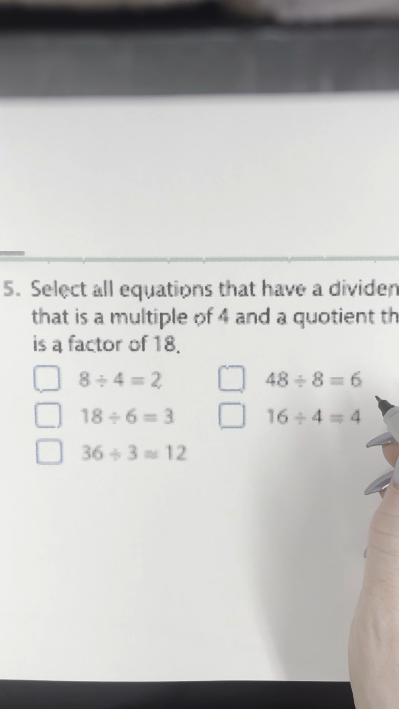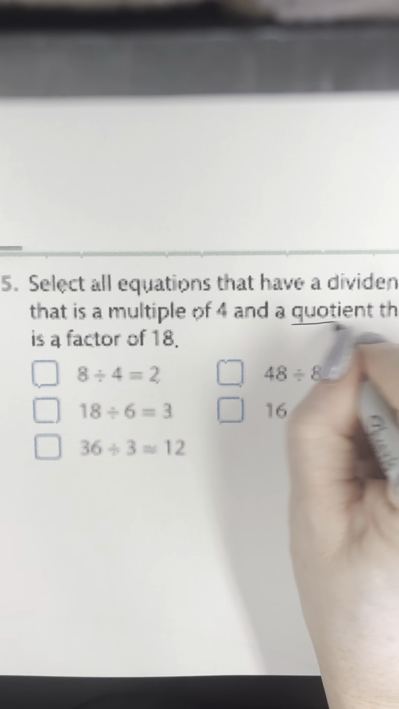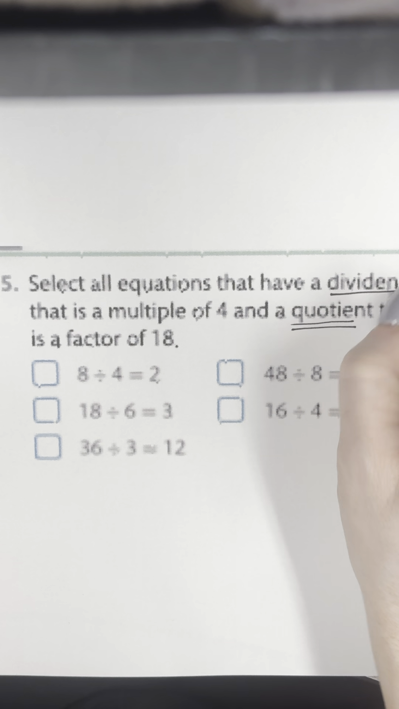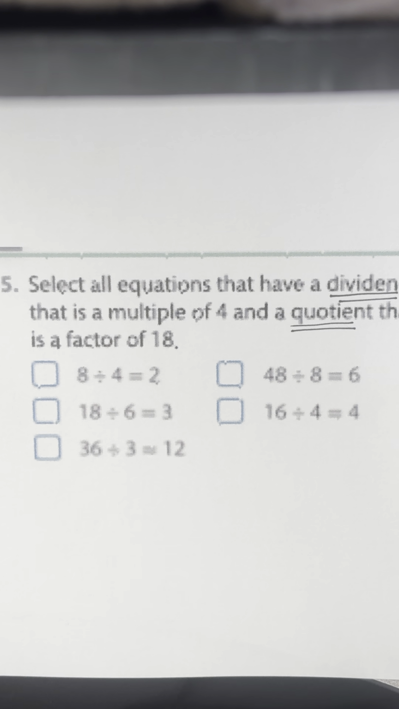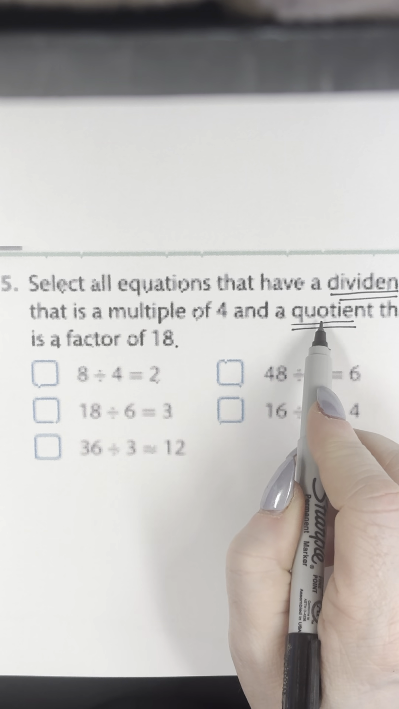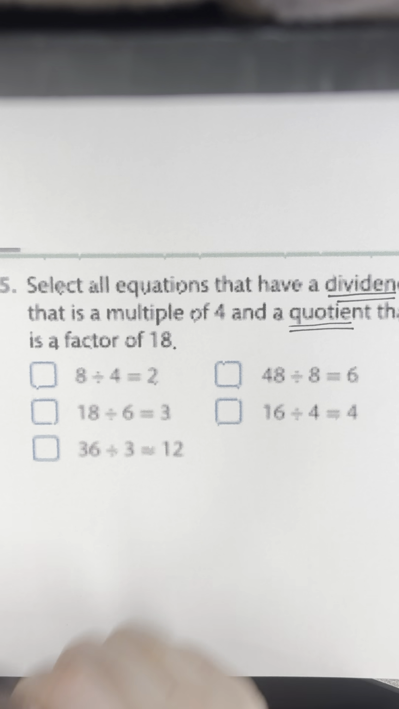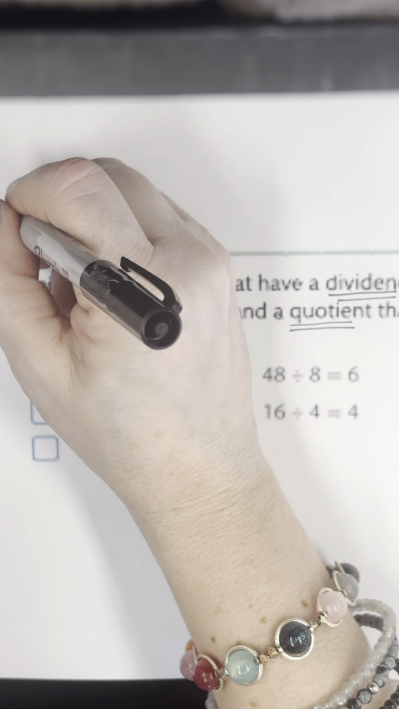All right. Oh, our favorites. Select all equations that have a dividend that is a multiple of 4 and a quotient that is a factor of 18. You need to know your vocabulary here. So a quotient is an answer, and a dividend is something you are dividing. Okay, so select all the equations that have a dividend that is a multiple of 4 and the quotient that is a factor of 18. First thing I'm going to do, I'm going to write my multiples of 4.